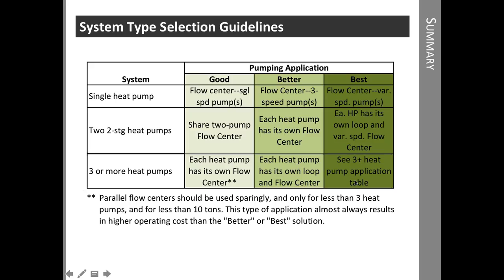And then the best case would be what we talked about earlier with a central system, which is the NP multi, and that gives us the ability to have a variable speed pump and zone valves. That's on the next slide showing our 3+ heat pump application table.